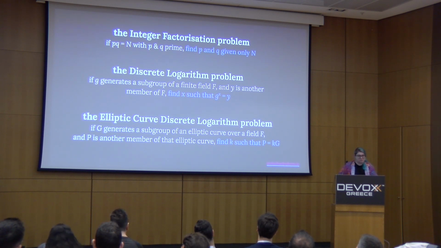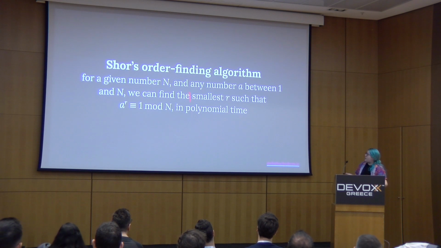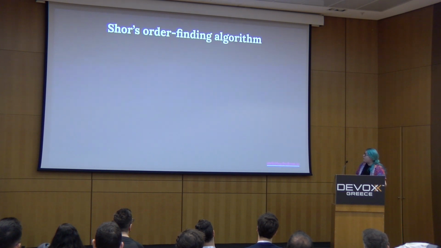And what Shor's algorithm does, specifically Shor's order finding algorithm, is say, okay, we've got some big number n, maybe the same n that we use for RSA, and we pick any number a. We can find the smallest number such that when we raise a to that power, we get something that has a remainder of 1, mod n. And this lets you factorize integers, and I will show you how.